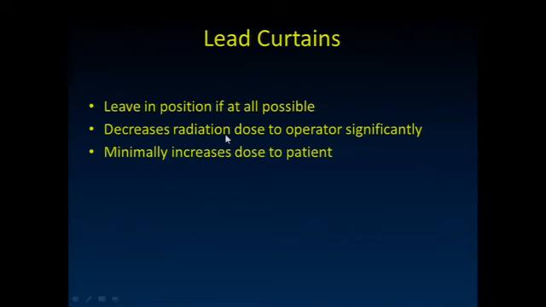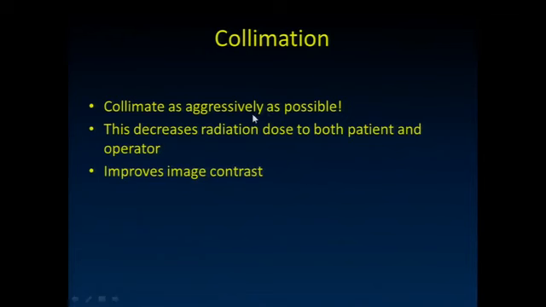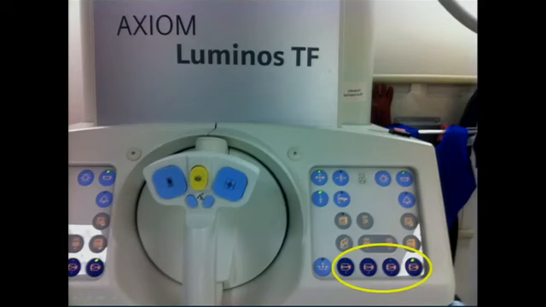It significantly decreases the radiation dose to you. Unfortunately, because of backscatter, it does minimally increase the dose to the patient. These are our collimators. Collimate as aggressively as possible. If you only need to see a particular area, remember, collimation is the one thing that we can do that improves image quality while reducing dose to both you and the patient. So collimate as aggressively as possible. Because of that decrease in scatter, it really improves the contrast or the contrast resolution in our image.